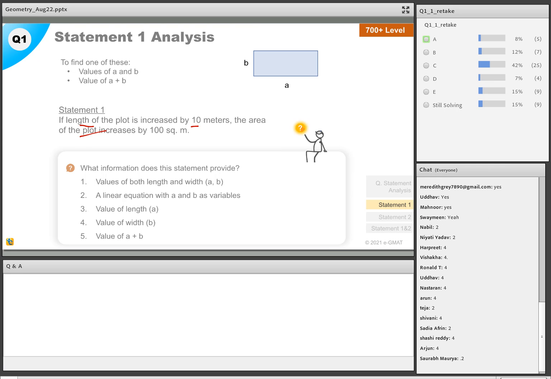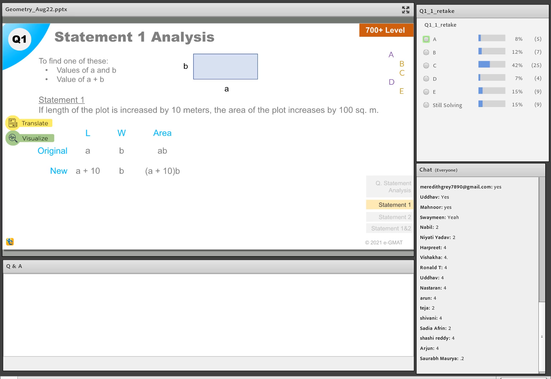So we'll see how we solve this part. Now, it's said that if the length of the plot is increased by 10 meters, the area of the plot increases by 100 square meters. What is the length? It's equal to A. That increases by 10 meters, so that becomes A plus 10. The width was B. That remains the same. The original area is A times B. The new area, since the length has increased, would be A plus 10 times B.